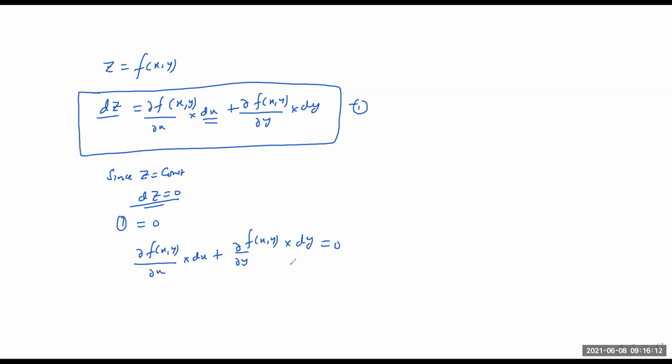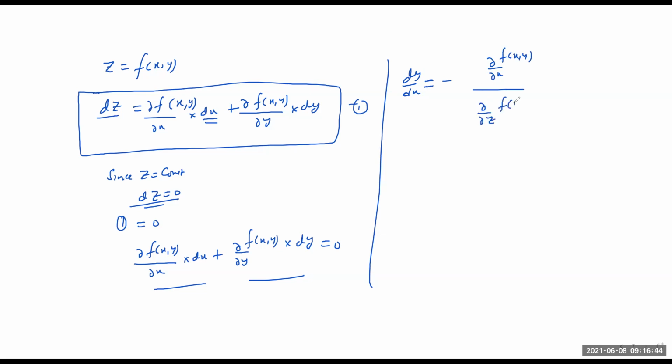If you rearrange the terms, you'll get the answer we were saying: del by del x of f of xy upon del by del y of f. That's why we write this as minus del z by del x upon del z by del y, because this is how we started. I'm just showing you how the formula comes into the picture, so just see it and you can leave it.